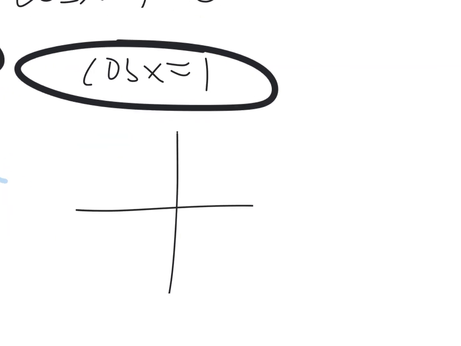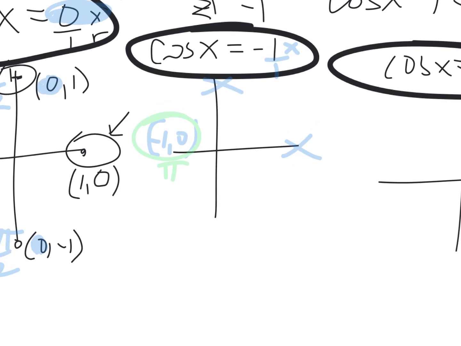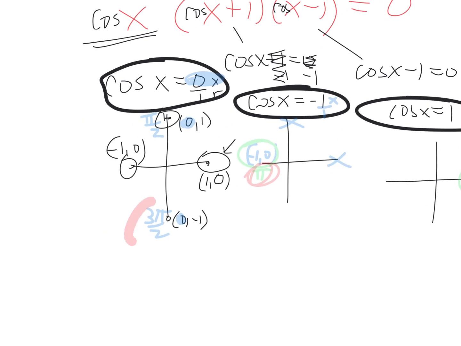And last but not least is this one. The x has to be 1. That's this spot right here. And so I know it's that one. So I know it's 0. So there are 4 answers. 0, pi, 3 pi over 2, and pi over 2. That's all 4 quadrantals.